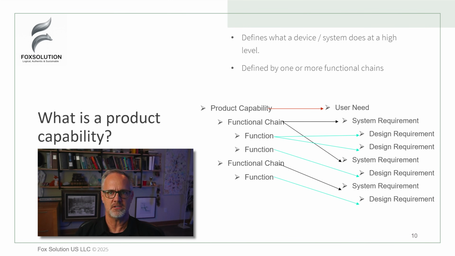It's not just a bunch of diagramming tools. It's a method for doing decomposition of the design, which we're going to talk about here in a second. But that traceability between those two systems is done across an interface typically. So this is really what we're looking for: capabilities to user needs, functional chains to system requirements, and individual functions to design requirements.